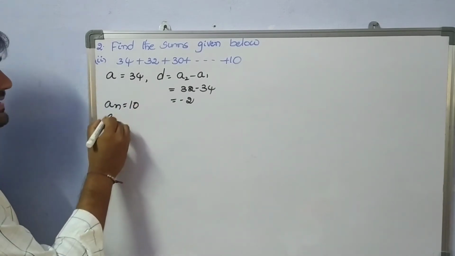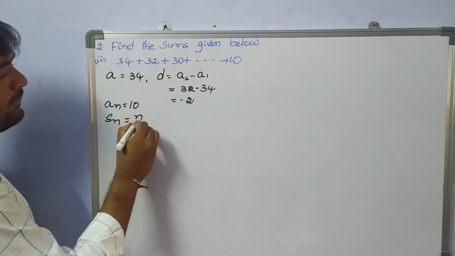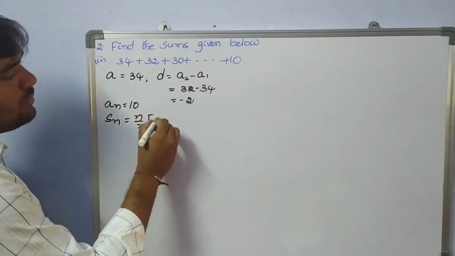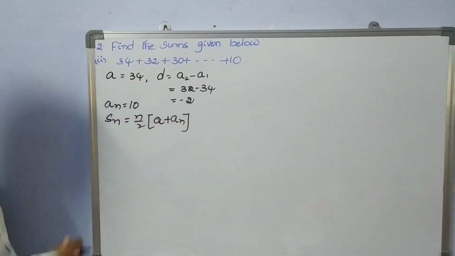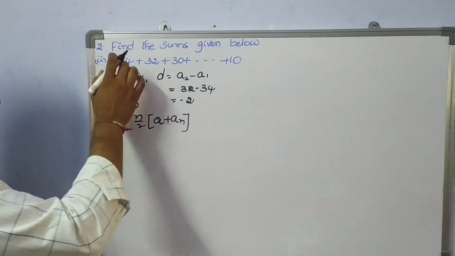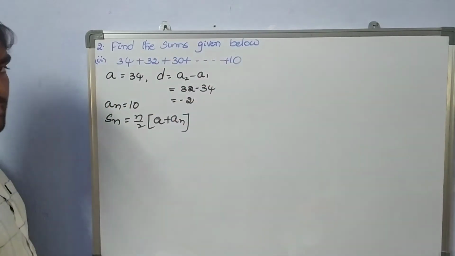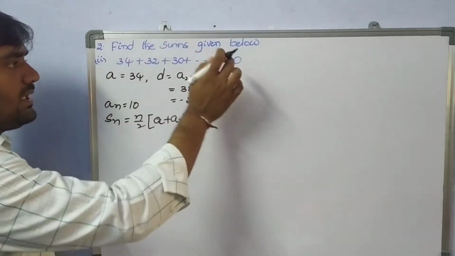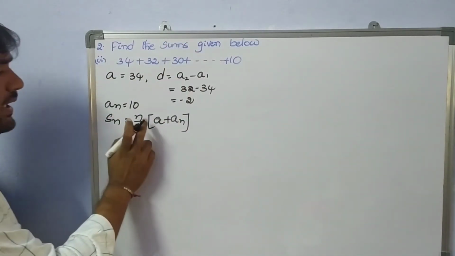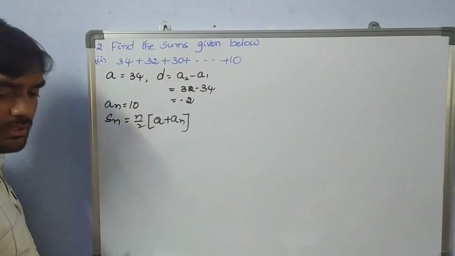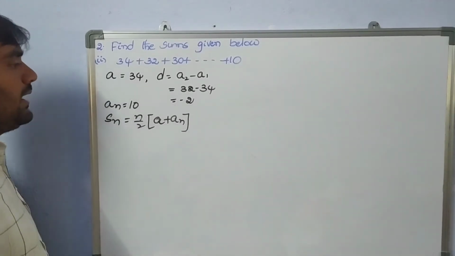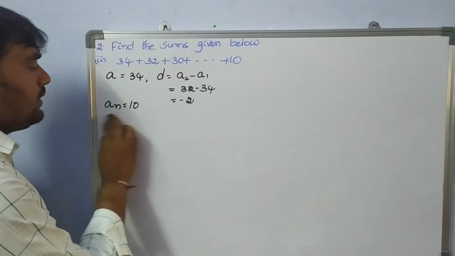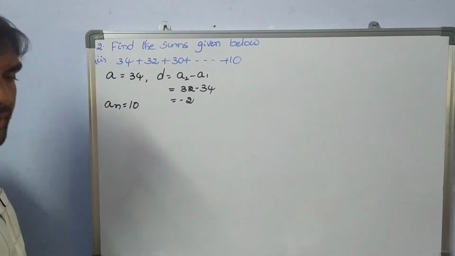Now Sn is equal to n by 2 into a plus an is the basic formula to find the sum of terms which are present in this arithmetic progression when we know the first term and last term. But here we need to find n. Am I correct or not? So if you are going to find n, we need to use the nth term or general term of an arithmetic progression. Am I correct or not?